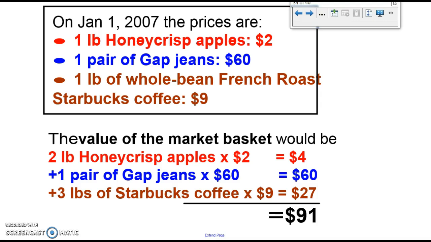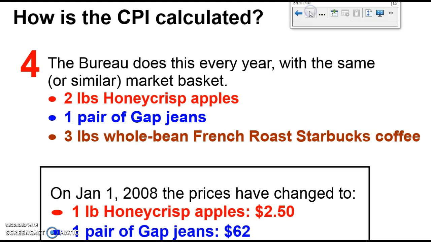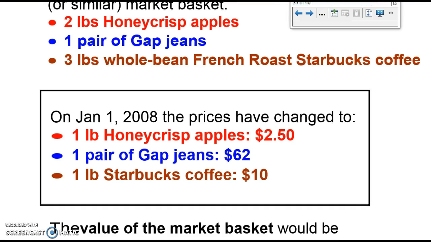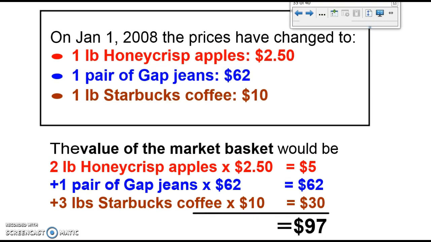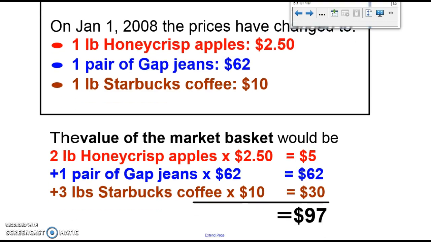So what they would do is the next year they would go back to the same stores and they would shop for the same amounts of the same items whose prices may or may not have changed, and they would add up the total value of the market basket again. So in, say, 2008, we find that the apples got a little more expensive, the jeans got a little more expensive, and the coffee got a little more expensive. And now the total cost of the market basket is $97. So we can see overall price changes. And so the CPI helps us see the trend.